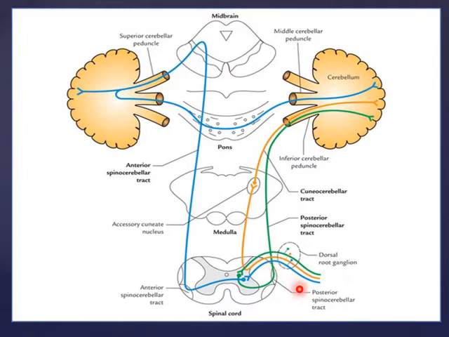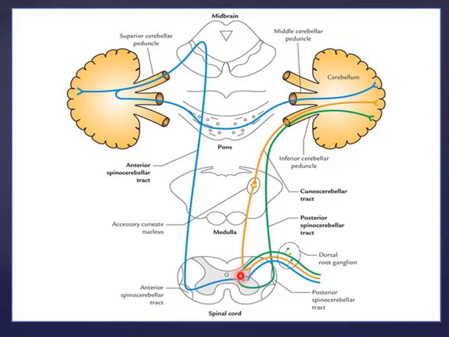So first of all, we will do the posterior spinocerebellar tract. You can see this in green. The first order neuron lies in the dorsal root ganglion. This is the first order neuron, and the second order neuron comes into the spinal cord gray horn. The second order neuron usually lies in the nucleus of Clarke, also called the dorsalis nucleus, and therefore the name dorsal spinocerebellar tract was given to it.